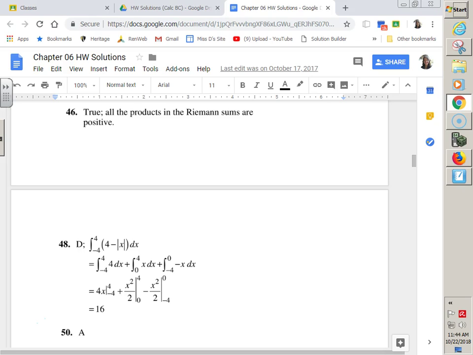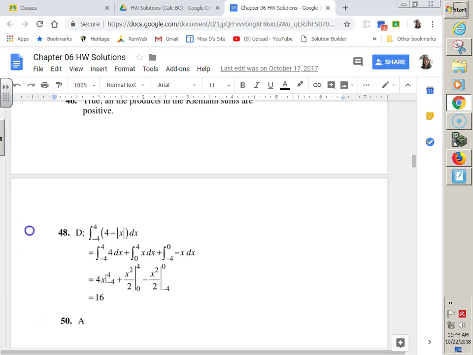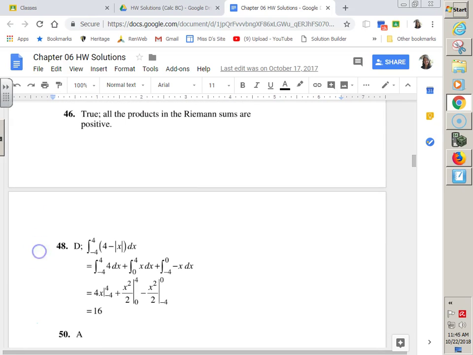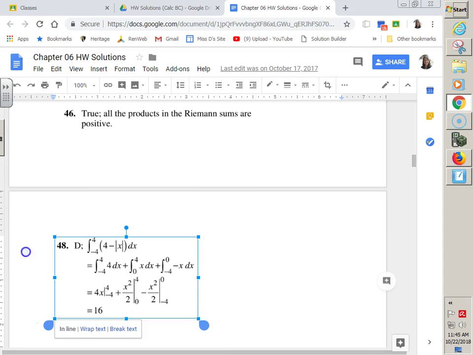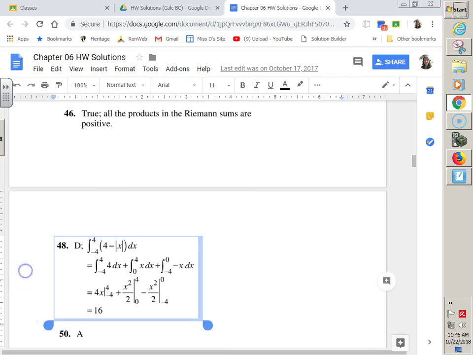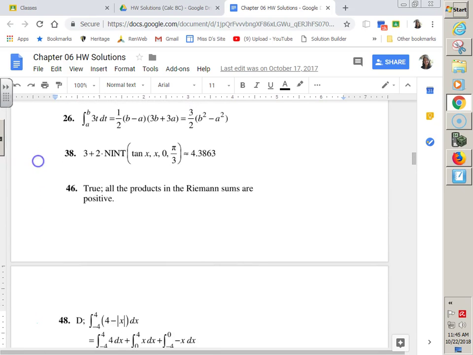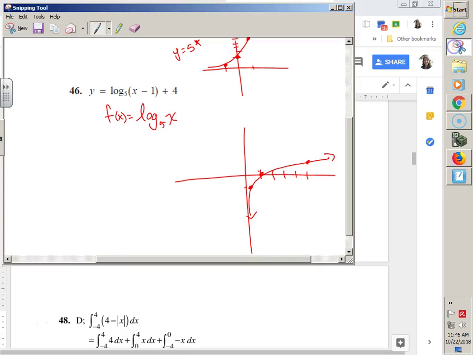46 is true. 46 is true. 48 is D, and 50 is A, and praise the Lord, we're done. Did you guys get D and A first? Thank you for that. Mrs. Leon would be proud. Actually, Mrs. Regan would be proud. Which one? Number 26? Anybody have a question on 26? Because I helped someone with that last week.